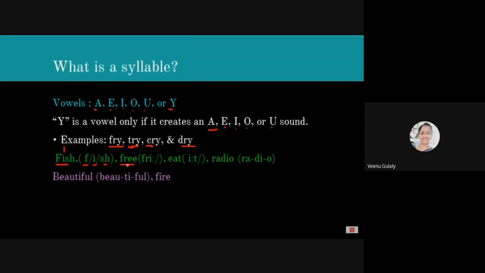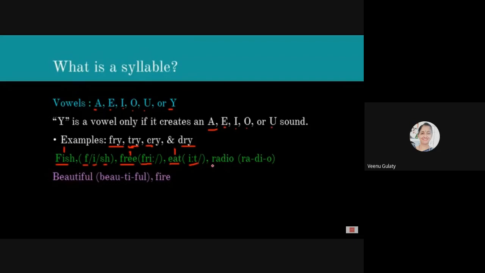Now we have word free. If 2 or more vowels are next to each other, the number of syllables is the number of vowel sounds. So in word free, we are not pronouncing double E. Free is pronounced like this. Free. E is 1 vowel. So free is 1 syllable word. Eat. In this word, we have 2 vowels, E and A, next to each other. But if you break down eat, it will be like this. So eat is one syllable word.